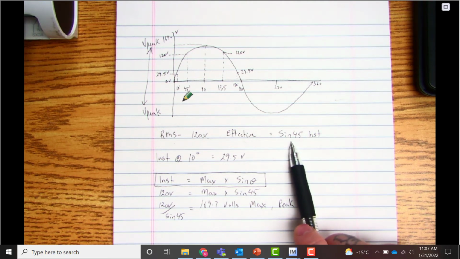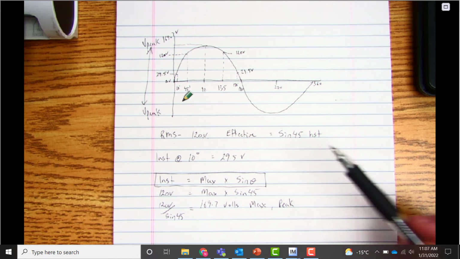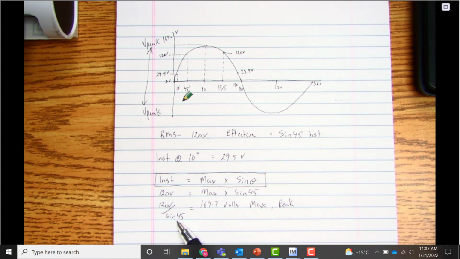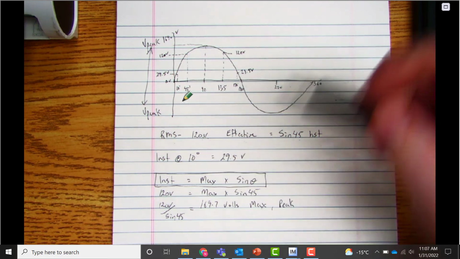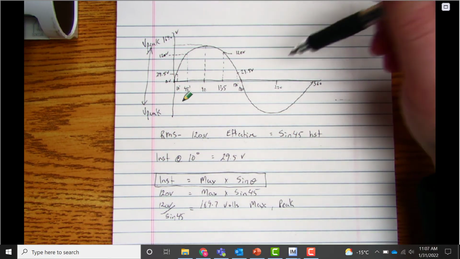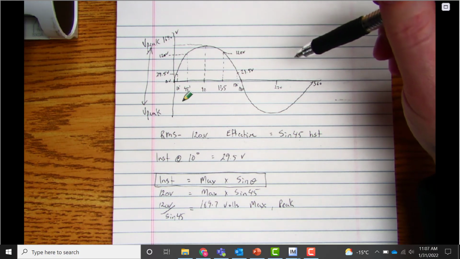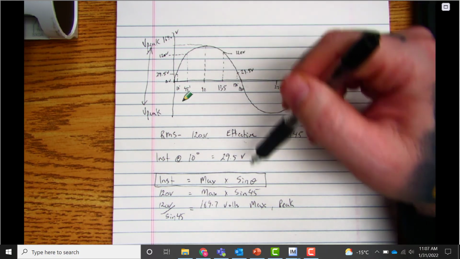Now, what we can do is basically use 0.707. That is the sine of 45. So we're either dividing by the sine of 45, which is 0.707 here, or the other option is to multiply by root 2. Again, that's for your RMS. Use that way if you like. But this should show you how you can find any value on any sine wave using this formula.